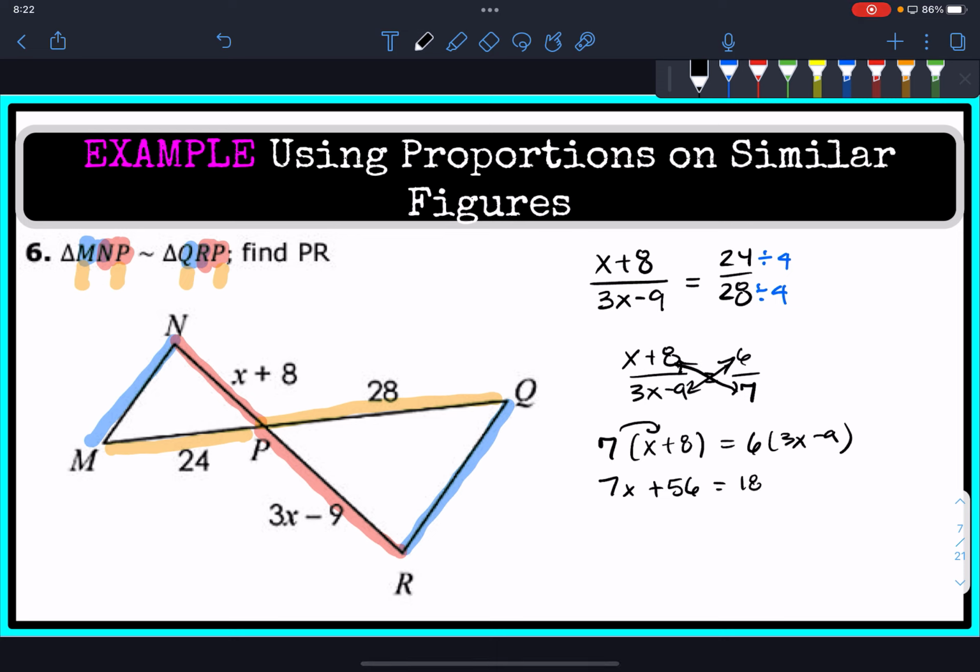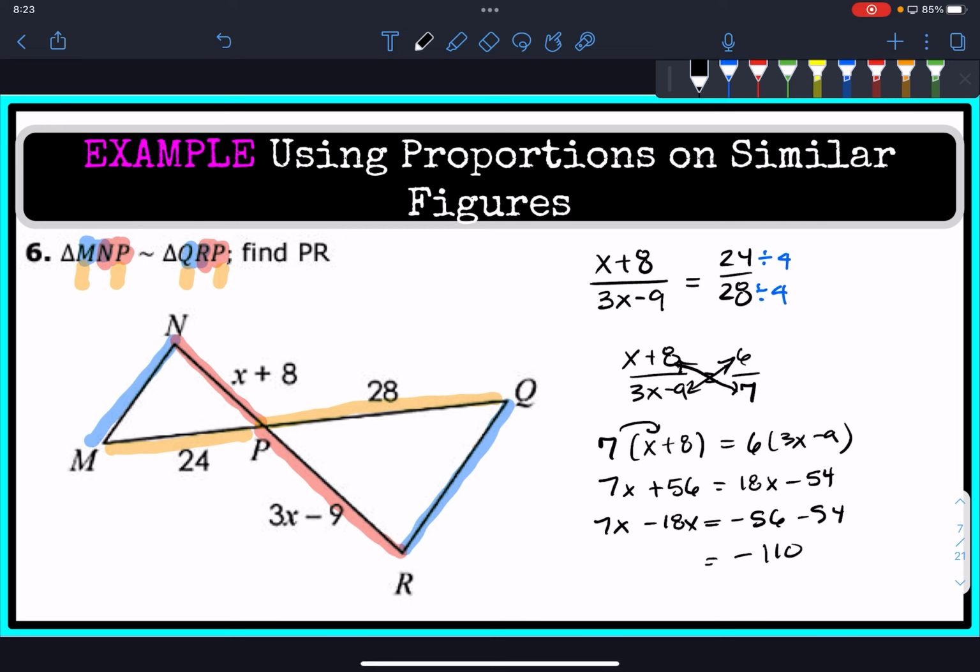This is 18x minus 54. And then again, our letters to the left, numbers to the right. So we end up with 7x minus 18x, and negative 56 minus 54. And this one, again, I cannot forget the x on that one. This adds up on the right side. That's going to add up to negative 110.